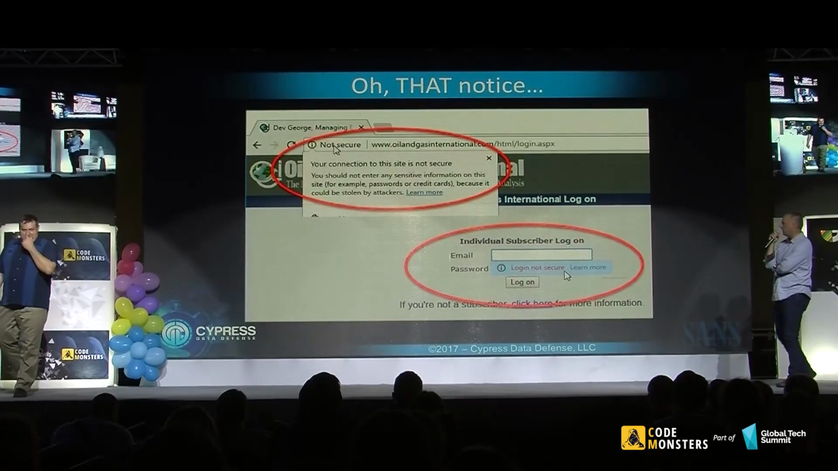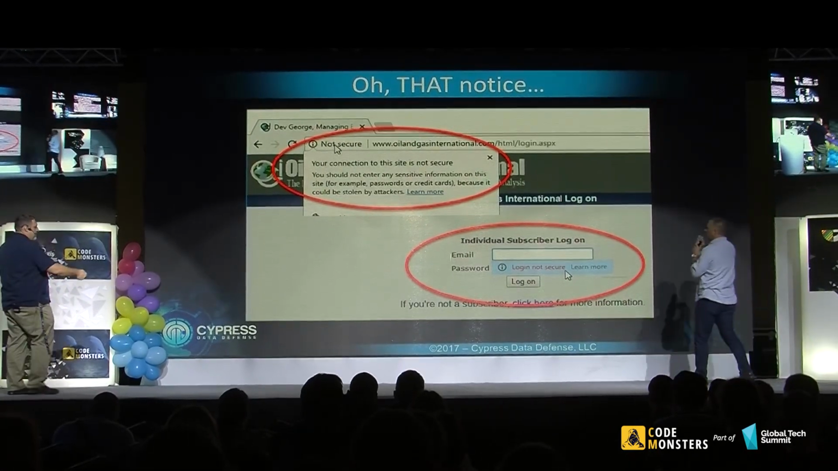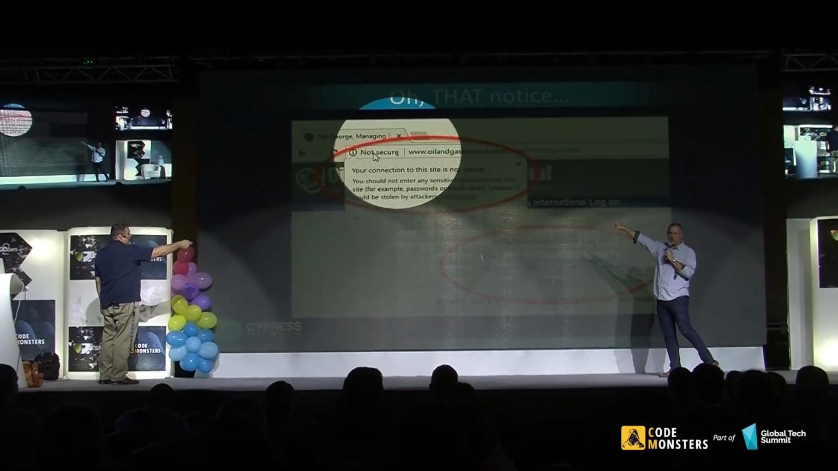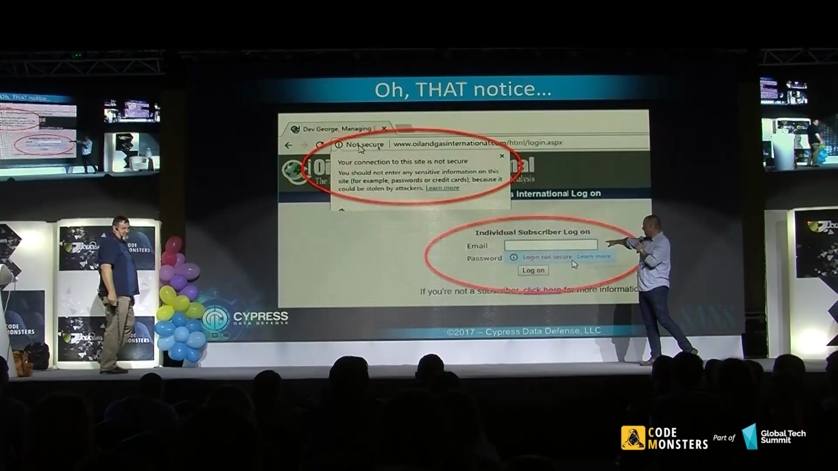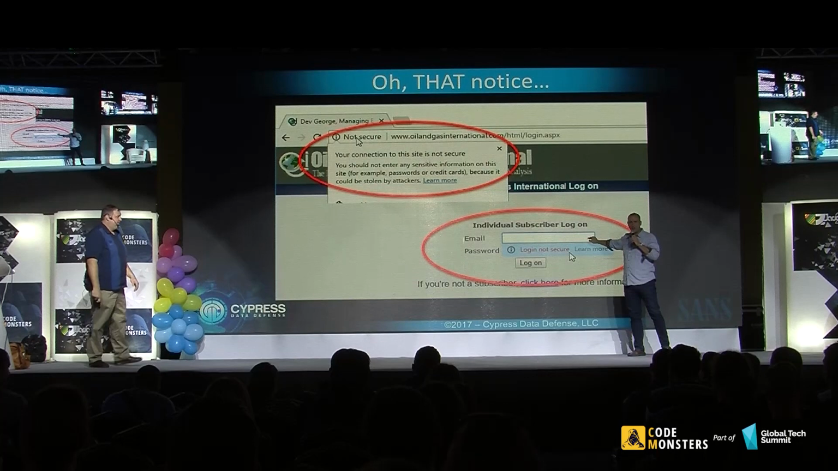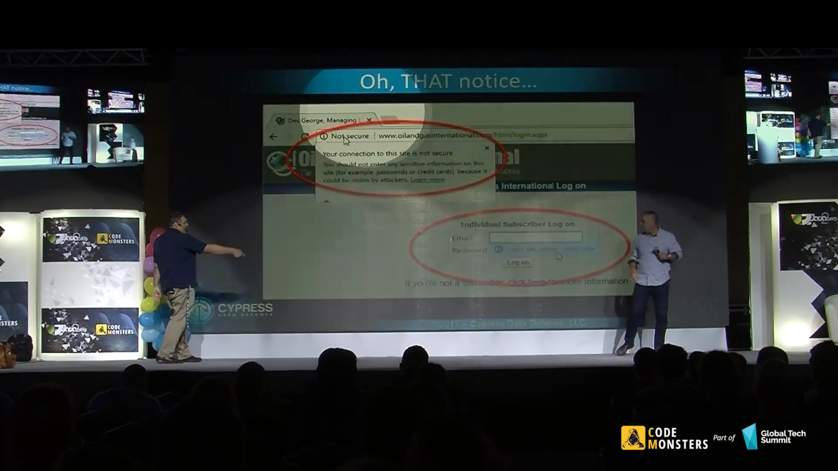What is he talking about? So we're at oilandgasinternational.com. There's no HTTPS. It's not secure because it's not secure. These people are logging in over straight HTTP. The login is not secure.